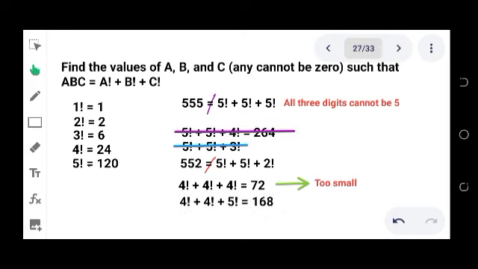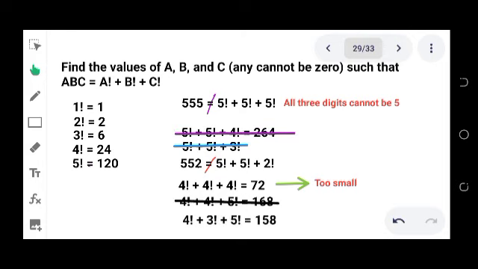So let's use 4 factorial plus 4 factorial plus 5 factorial. Now, 4 factorial plus 4 factorial plus 5 factorial is equal to 168. But if we use 4, 4, and 5 as the three digits, that would be 445. And certainly, that's not equal to 168, so we cannot use this.